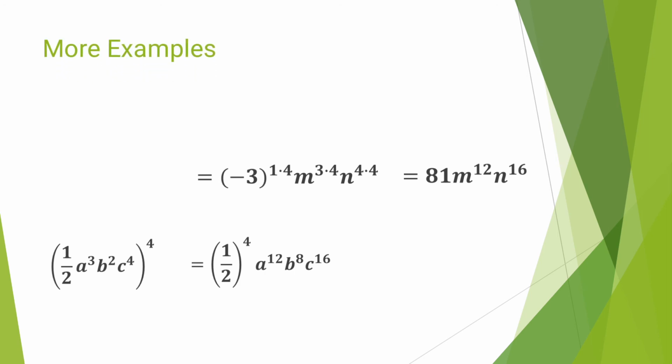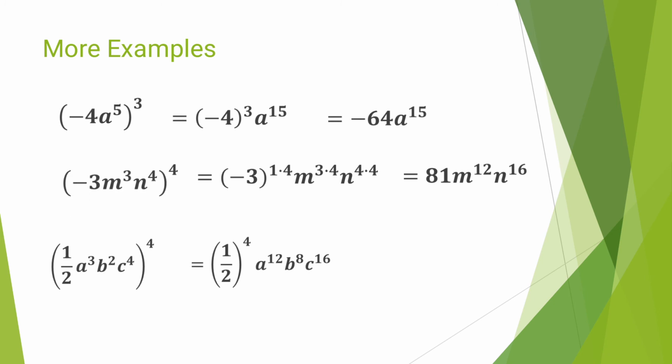More examples. Negative 4a raised to the power of 5th raised to the power of 3. Distribute the powers to negative 4 and a. Since the power of negative 4 is 1, 1 times 3 is 3, and then 5 times 3 is 15. So we got negative 4 cubed and a to the 15. Simplify, negative 4 times negative 4 times negative 4, we got negative 64, a to the 15.